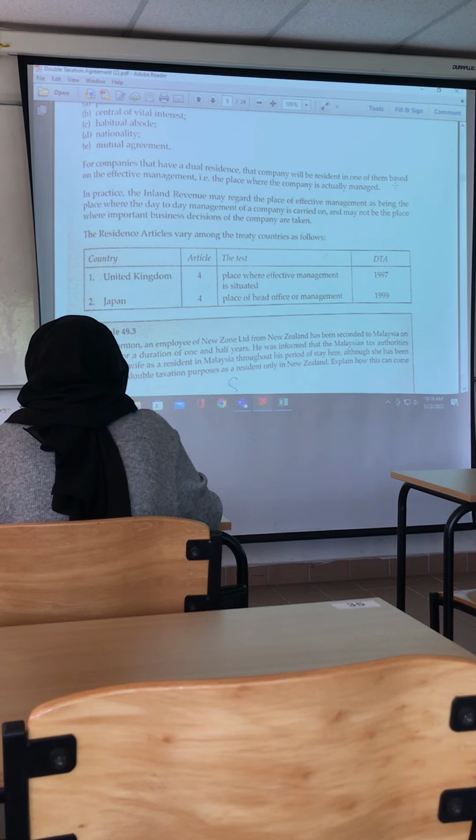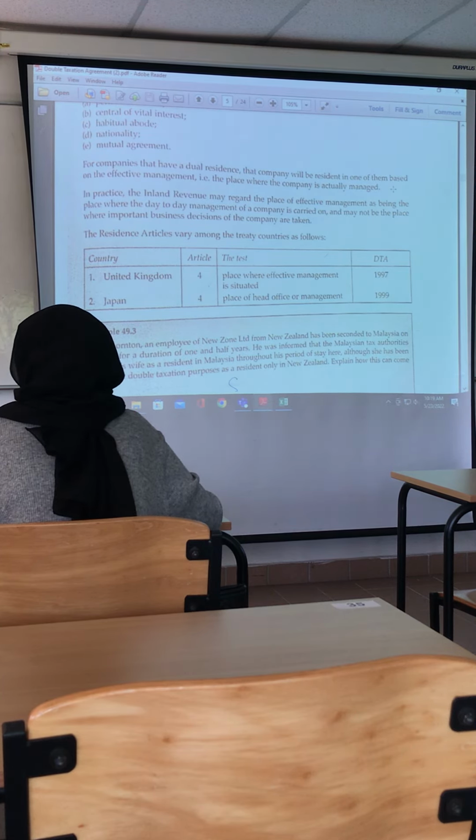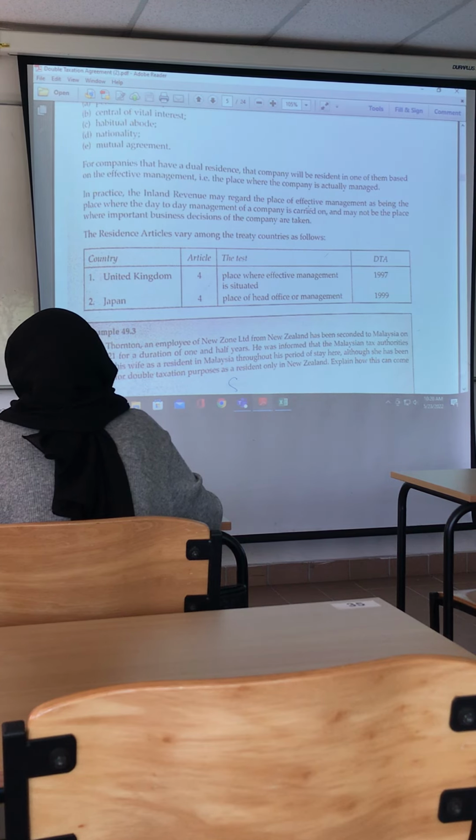So remember that under normal tax law, Section 7 or Section 8 of the Income Tax Act, for companies, the resident status is based on the management and control. So how do you see the management and control? Where the main decision is made. Your business decision, and for you to be a Malaysian resident company, the management control must be in Malaysia. But for this purpose, it's not based on that, it's based on the effective management, where you actually conduct the business. So that's a bit different.